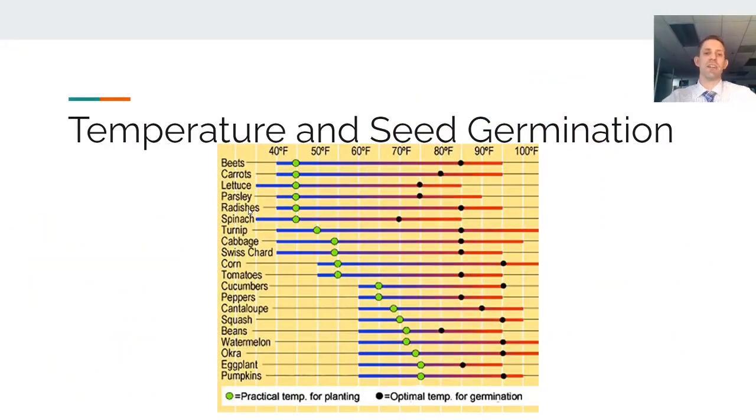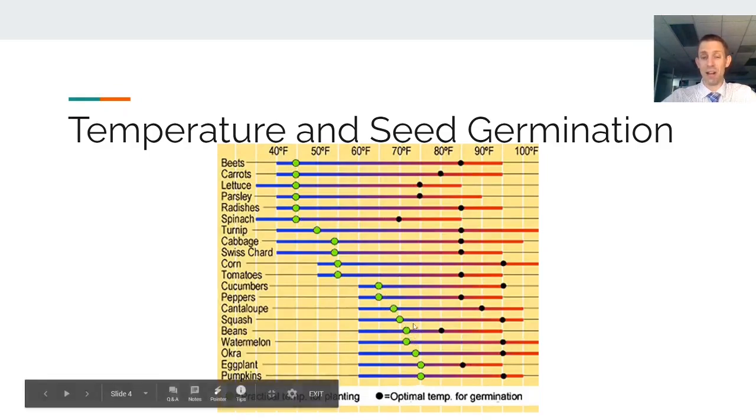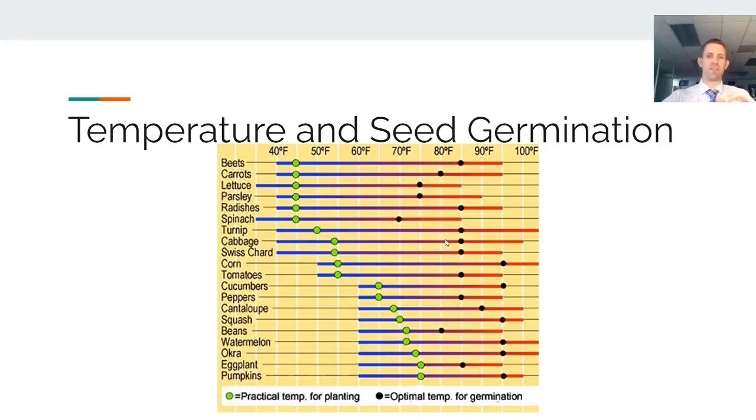This graph here is interesting because it shows many of the common plants that we grow here in the United States and Michigan, with a couple points on it. The green points are the practical temperature for if you were planting a seedling into the ground. And then the black dots are if you were to plant the actual seeds as opposed to a seedling, looking at the differences between those.